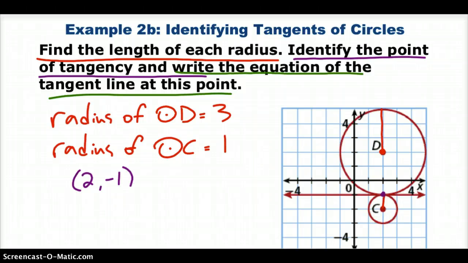And then finally, the equation for this is just going to be the equation of this line here, the line that goes through that point of tangency. I'll pick two random points on this line. It looks like 0, -1 and the other one, 2, -1. These are the ones that match. So the equation of our tangent line to these two circles is going to be y equals -1.